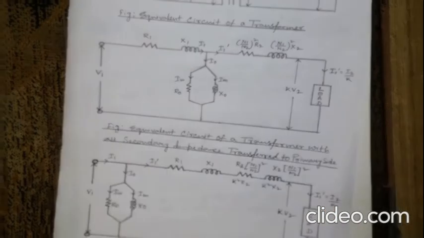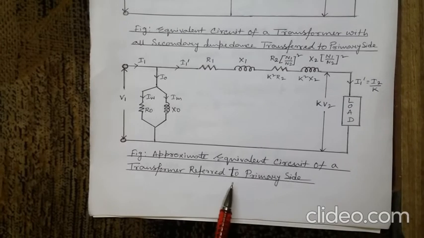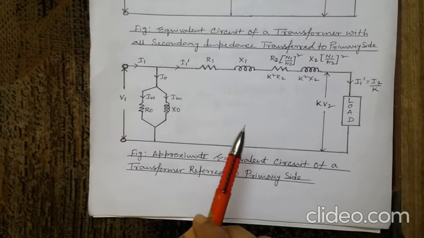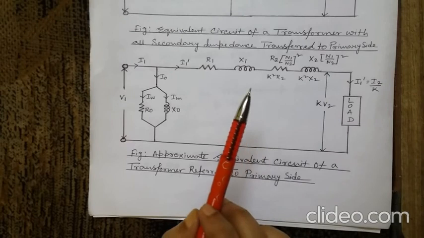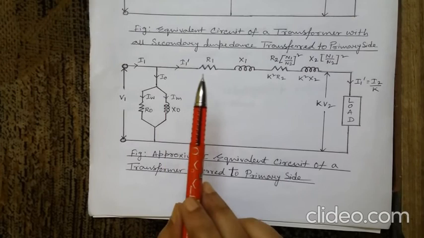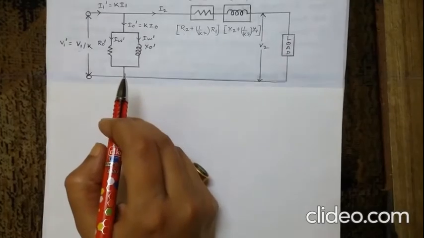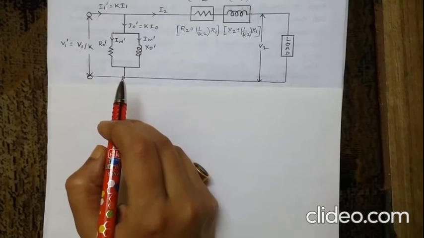Now come to this figure. This is the approximate equivalent circuit of a transformer referred to the primary side. Since in a transformer the magnitude of I0 is very low, we can neglect the magnetizing branch for simplicity. This is the equivalent circuit as referred to the secondary side.